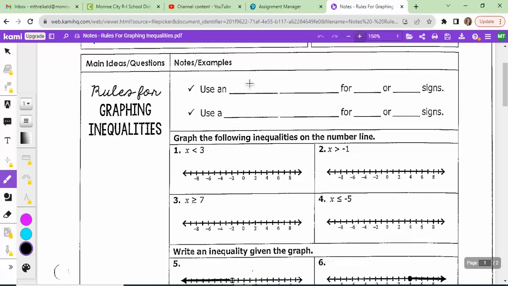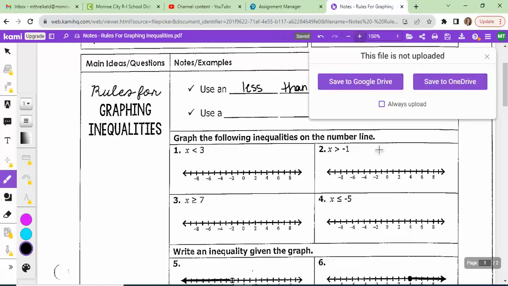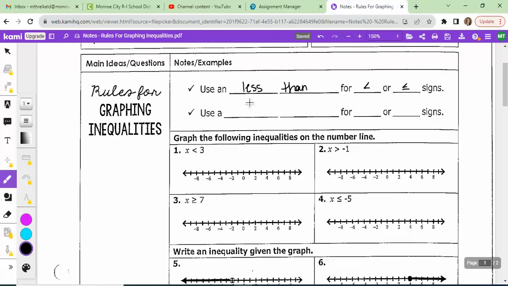Okay. So we will use less than when it's like this or this. What does that little bar underneath mean? Less than or equal to. Greater than, we are flipping it the other way. So it's just a regular greater than or greater than or equal to.